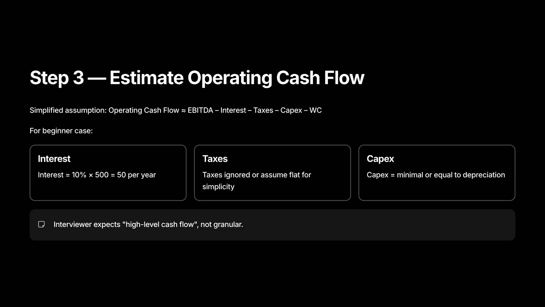Step 3. Estimate operating cash flow. In beginner LBO cases, interviewers want a high-level cash flow. You can say, operating cash flow roughly equals EBITDA minus interest, taxes, CapEx, and working capital changes. Since this case keeps it simple, interest is 10% of 500, so 50 crore each year. Taxes are often ignored. CapEx usually mirrors depreciation. What matters is showing that EBITDA minus interest gives you the cash to repay debt.